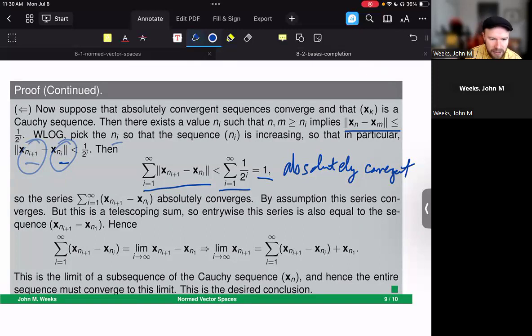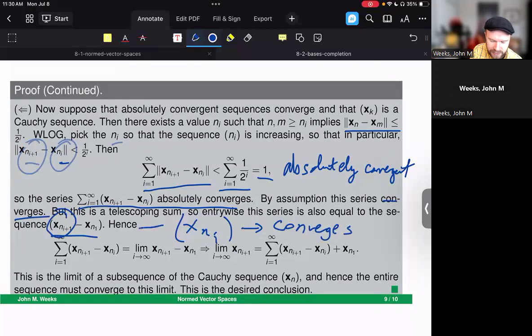With what we start with, any series that absolutely converges actually converges. But it's a telescoping sum. So the series is equal to the sequence of x sub n sub i plus 1 minus x sub n sub 1. So what we're getting here is that if this series is going to converge, then by expanding out what this series is, we should be able to show that the subsequence x sub n sub i actually converges. So that's what this particular thing is going to mean.